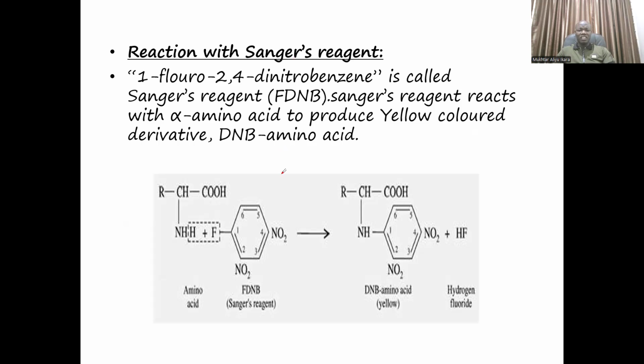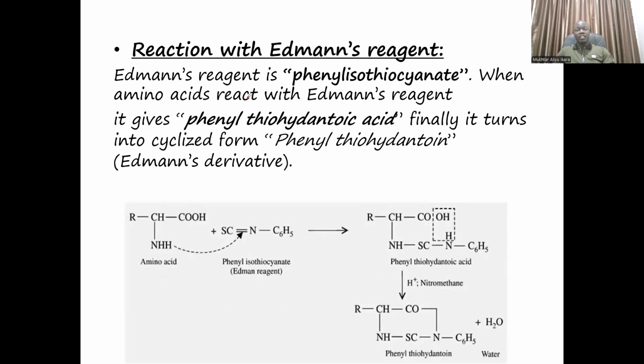This Sanger's reagent is known to react with an amino acid to generate a yellow compound and hydrogen fluoride. So you see, the Sanger reagent reacts with the amino acid to generate dinitrophenyl amino acid, which is yellow in color. The major product here is dinitrophenyl amino acids.